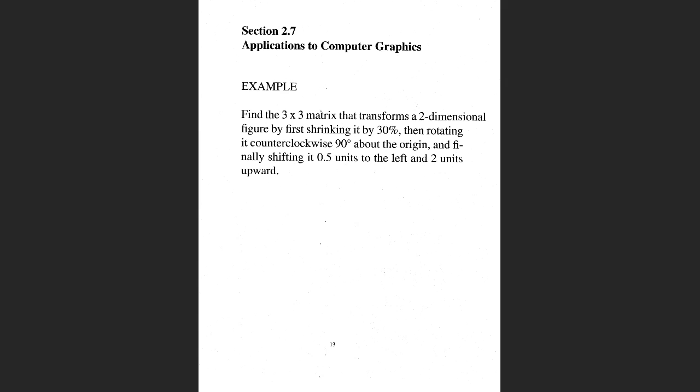In this problem, we want to find a 3 by 3 matrix that transforms a two-dimensional figure first by shrinking it 30%, and then rotating it counterclockwise 90 degrees about the origin, and finally shifting it 1/2 units to the left and 2 units upward. So this is the order in which we're doing these transformations.